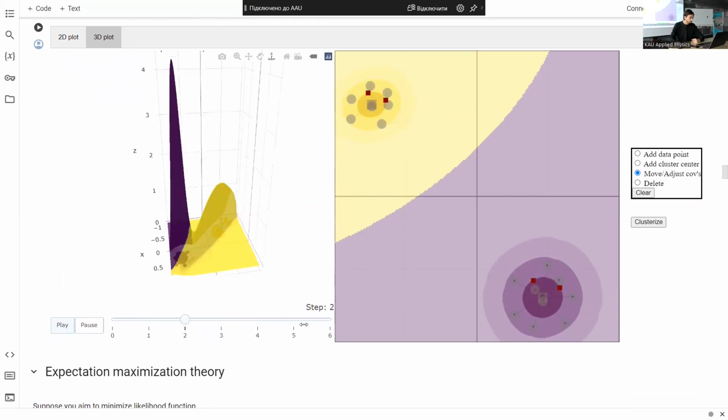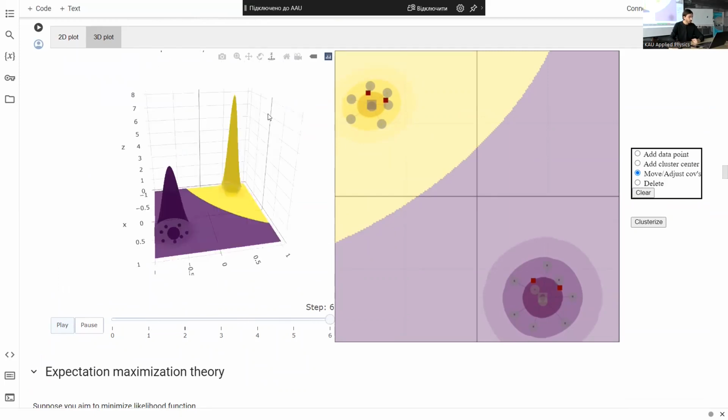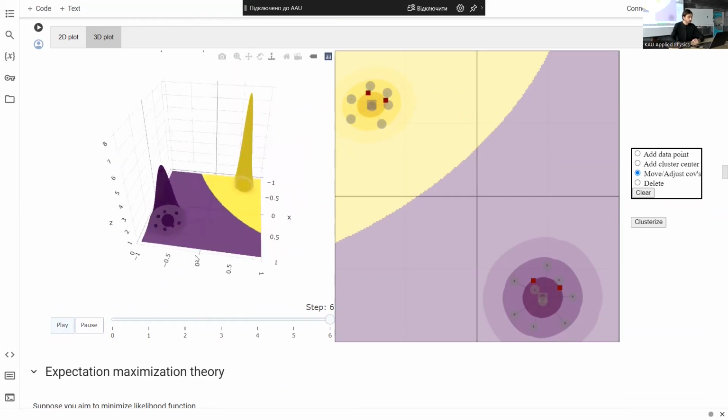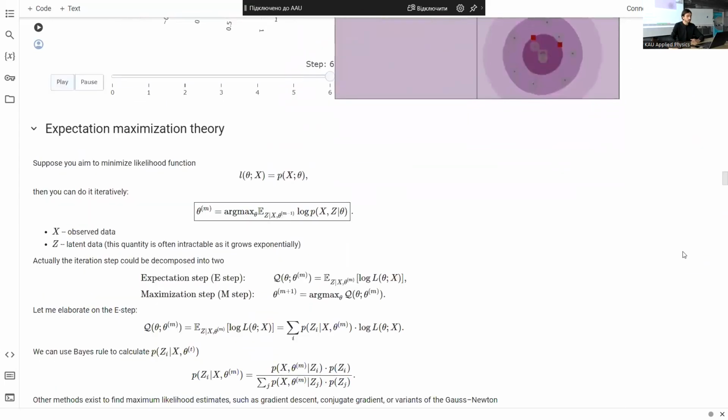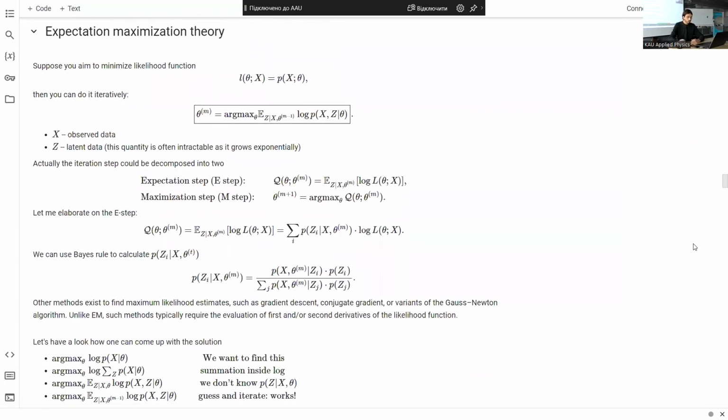Okay. Hopefully, you will play around with this sort of demo and get some intuitive ideas of how everything works with all these things.